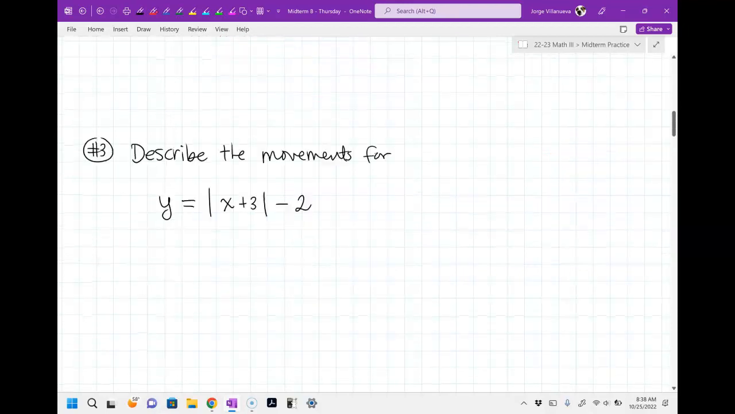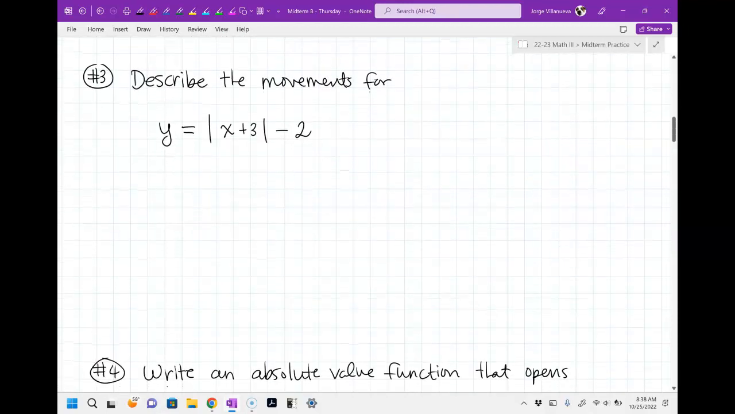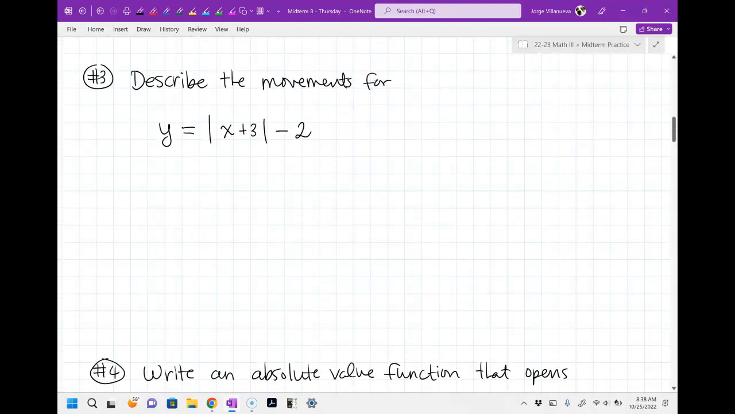So question number 3, describe the movements for this. This is where you're supposed to tell them, according to H, it moves this way, left or right. According to K, it moves this way, up and down. So what kind of movement does it have left or right? Does it have any movement left or right? How many times does it move left or right?